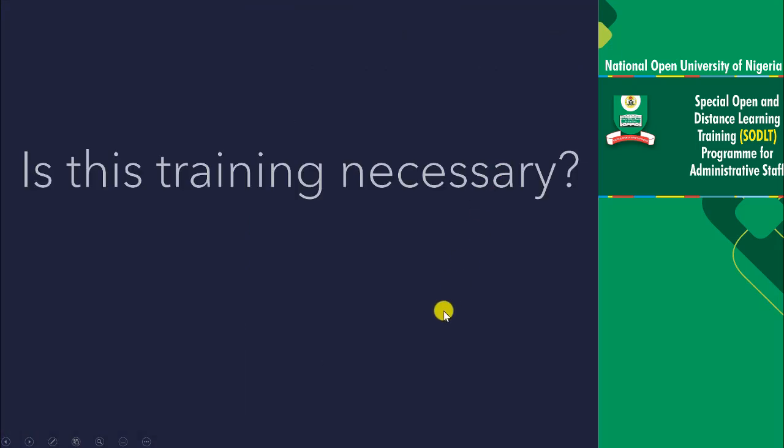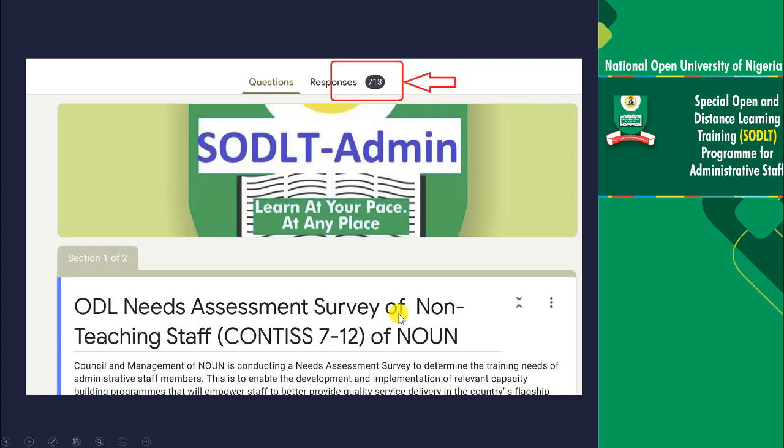But do you think this training is necessary? Well, we asked you, the admin staff of the National Open University of Nigeria, to tell us whether this training is necessary. And 713 of you, that's almost 90% of the group that registered, said yes, the training is necessary.